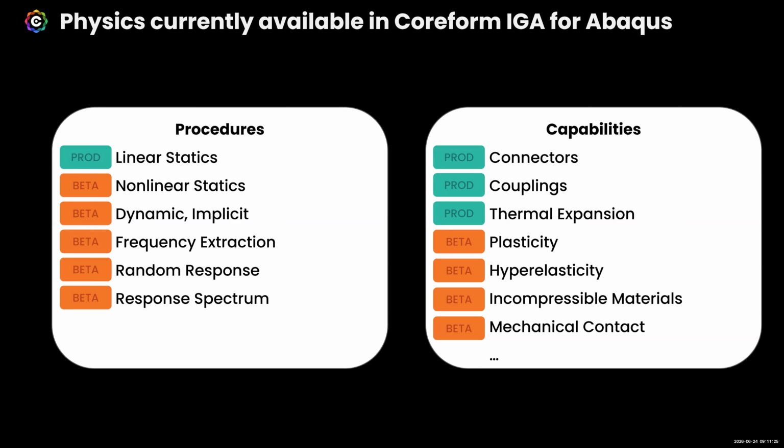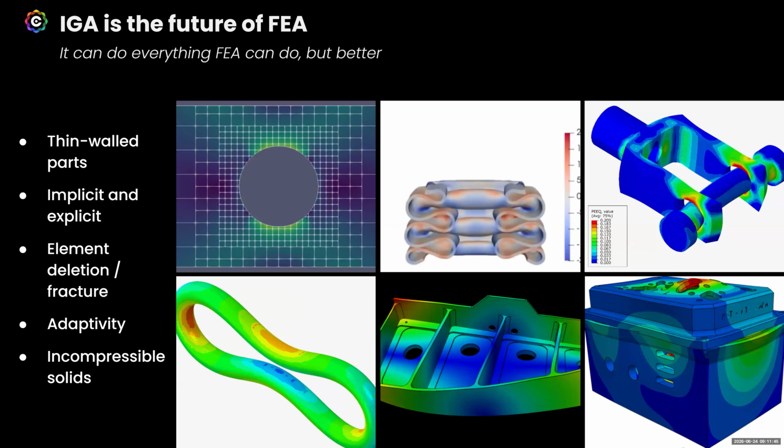and much, much more. The UEL mat, as I mentioned, is pretty extensive in Abaqus. So there's a lot of functionality that this provides, more than I could possibly list on this slide. But this is a high level overview of what's there. So that's where we're at today and what we're imminently developing in Coreform IGA for Abaqus.